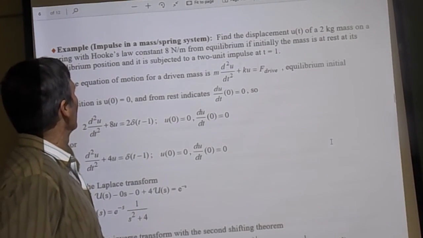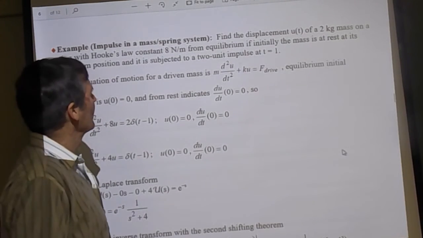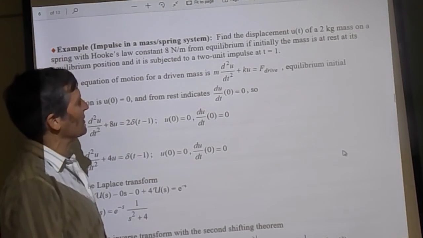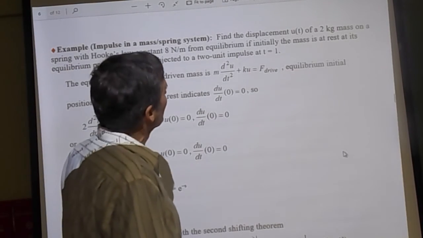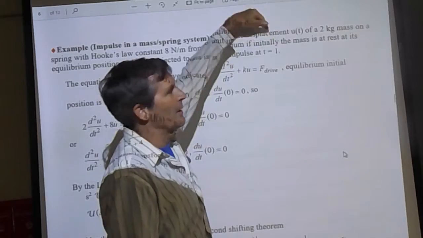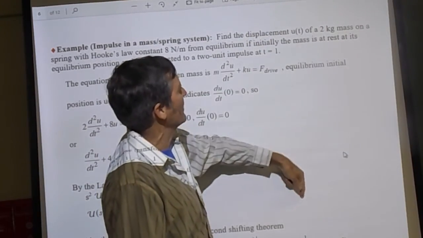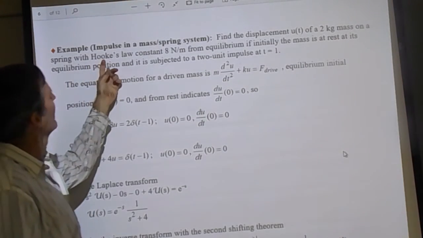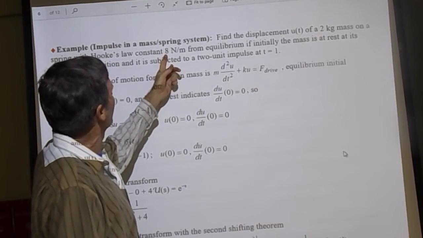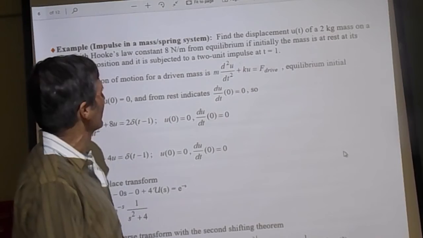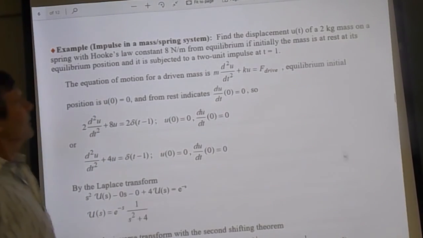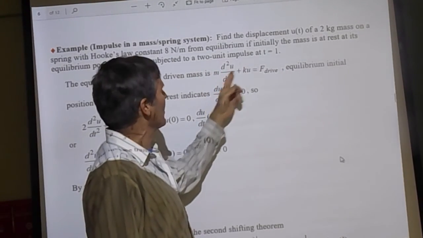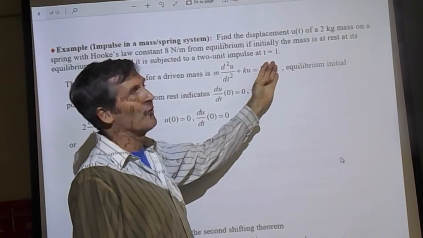Here, for instance, is an actual physical problem. Suppose you have a mass spring system and you want to find the displacement, u of t. u of t is the vertical displacement with positive downward. If you were to have a 2 kilogram mass on a Hooke's law spring with constant 8 newtons per meter, you could write down the equation for that. It's m d squared u dt squared plus ku equals 0 if there's no force applied.